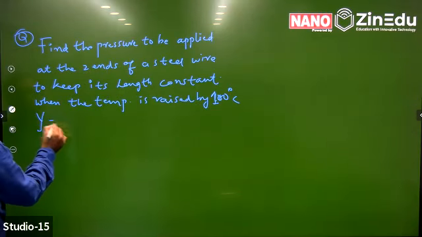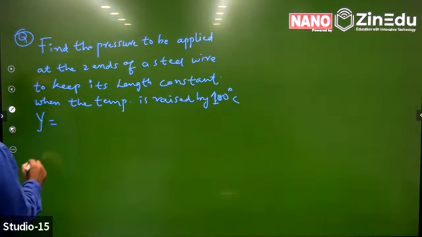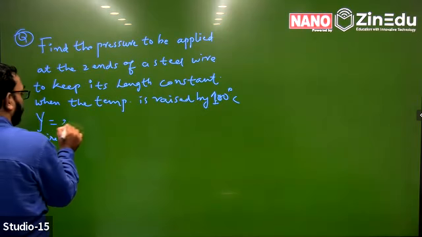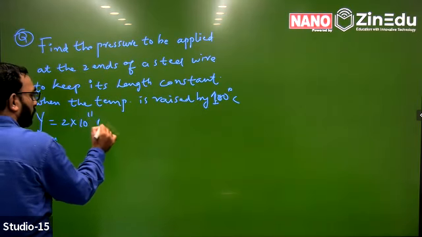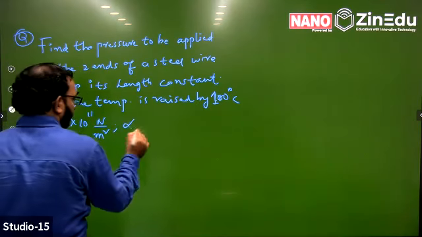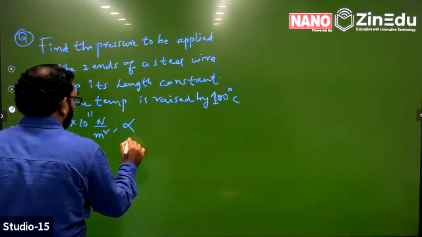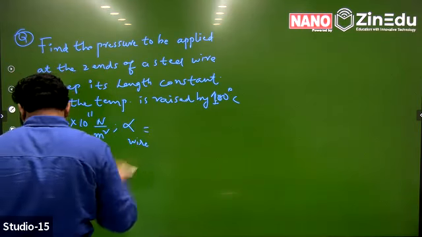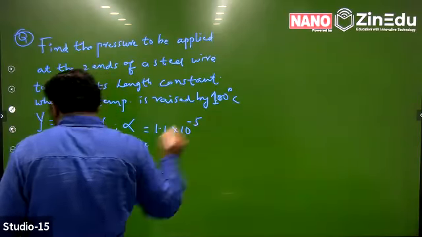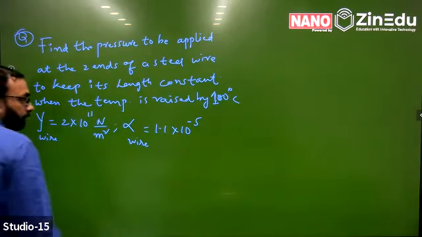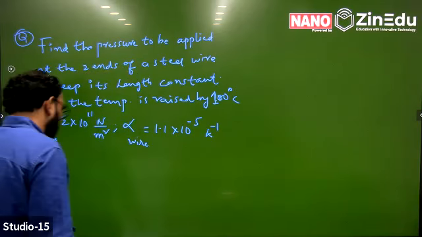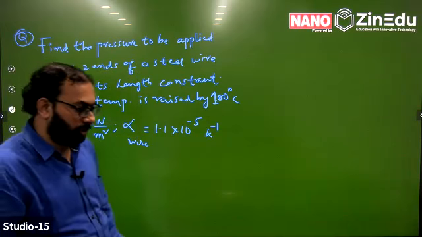Given Young's modulus of the wire is 2 into 10 to the power 11 Newton per meter square. This is the Young's modulus. Next, the coefficient of linear expansion of the wire, alpha wire, is 1.1 into 10 to the power minus 5 Kelvin inverse. So this is the question.